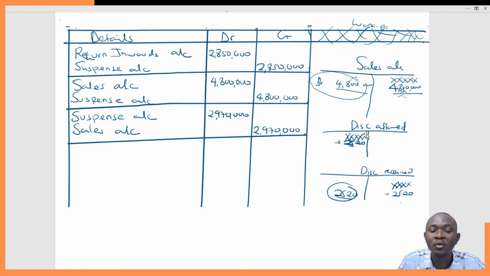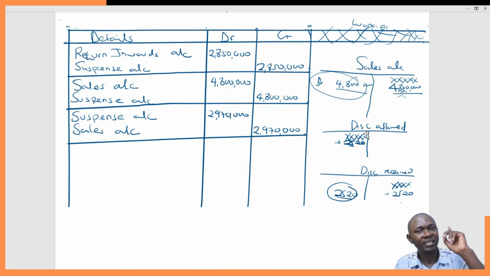Are you seeing? This is where we're supposed to record, but we didn't record it here. Instead, we recorded it here. So we debit the discount received account to cancel this effect, and then we record the correct transaction here so that our records can be accurate. Now, what are you seeing? We have debited discount received. We have debited discount allowed. What is the other account that is going to be credited? Definitely, it has everything to do with the suspense account.